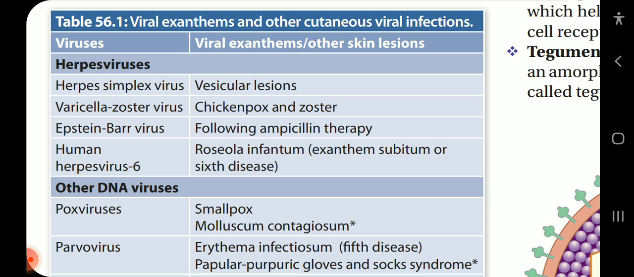Viral exanthems and other cutaneous viral infections. Herpes viruses: herpes simplex causes vesicular lesions. Varicella zoster virus causes chickenpox and zoster. Epstein-Barr virus causes exanthems following ampicillin therapy. Human herpes virus 6 causes roseola infantum, exanthem subitum or sixth disease.